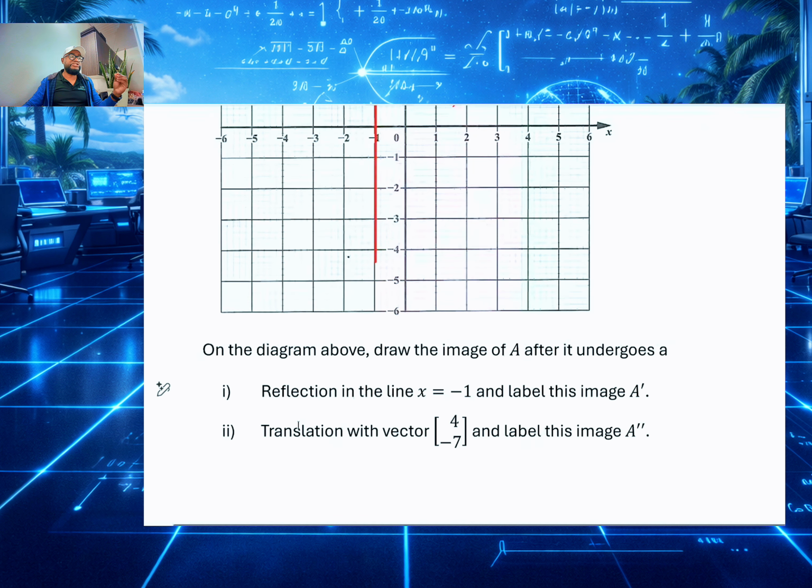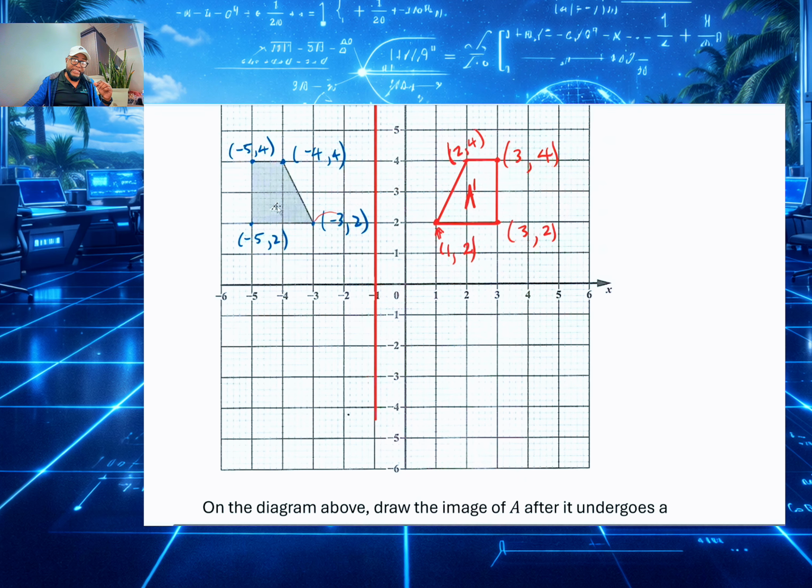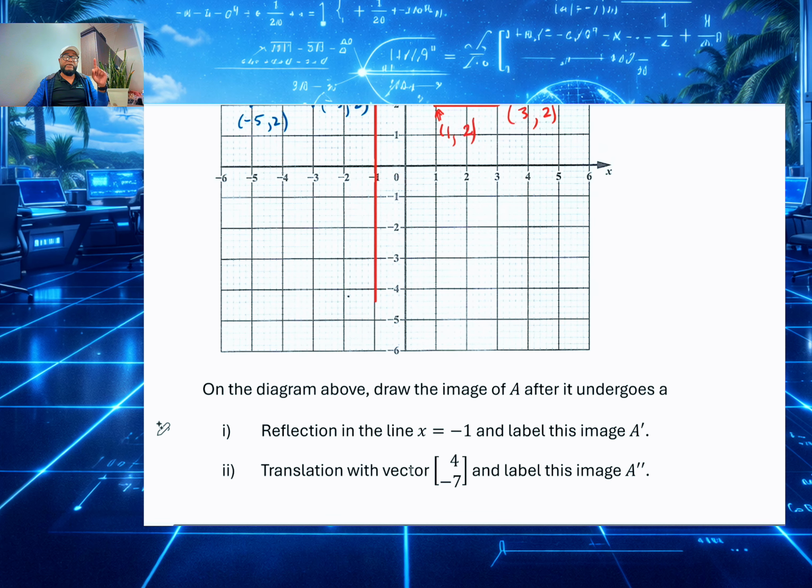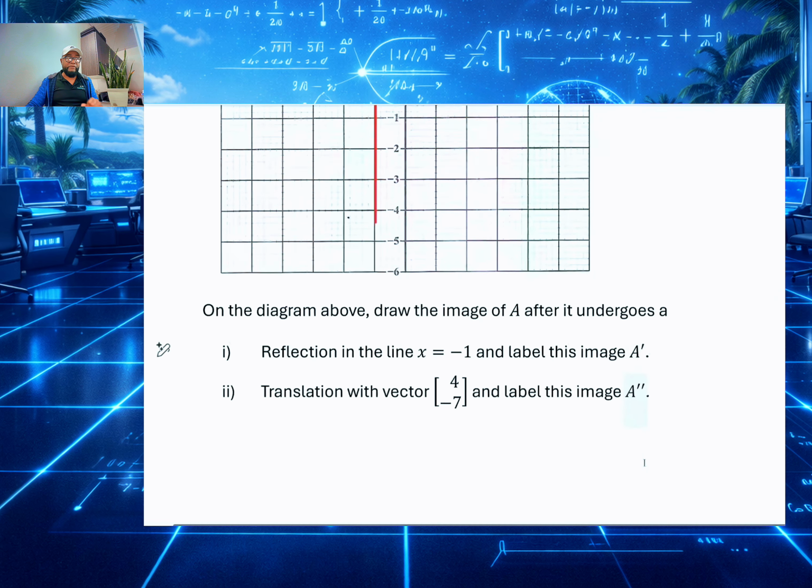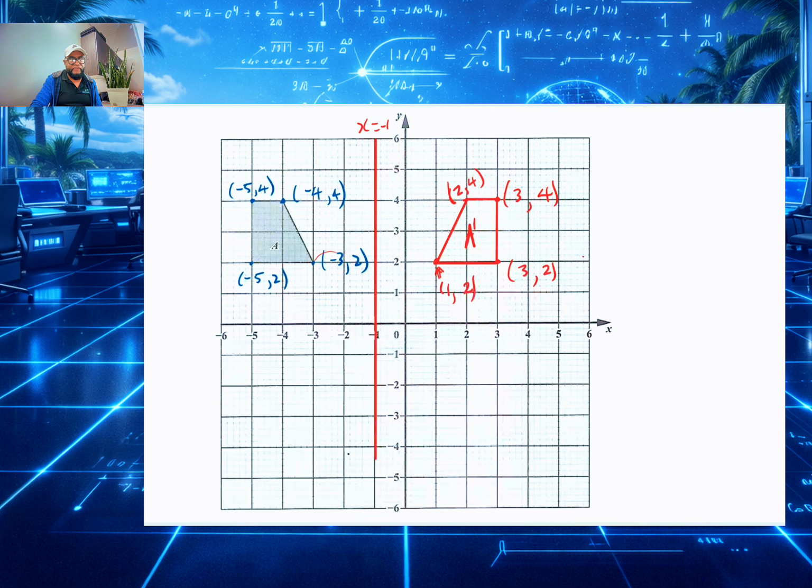So now they want us to translate the original object here, which is A, with the vector 4, -7, and label that image A double prime. So I'm going to write the vector here. The vector is 4, -7.